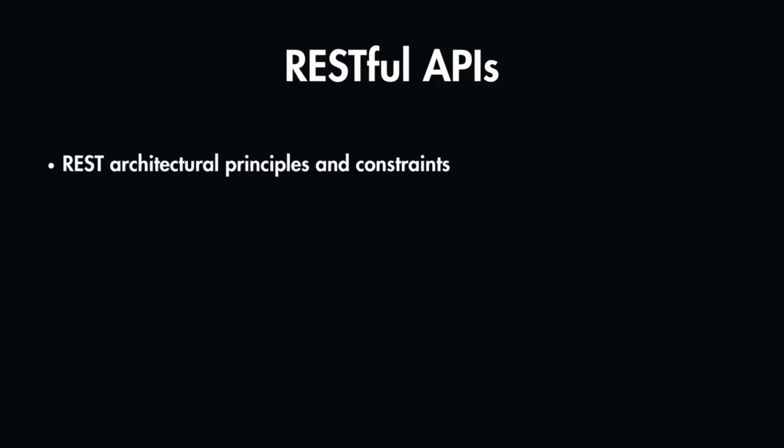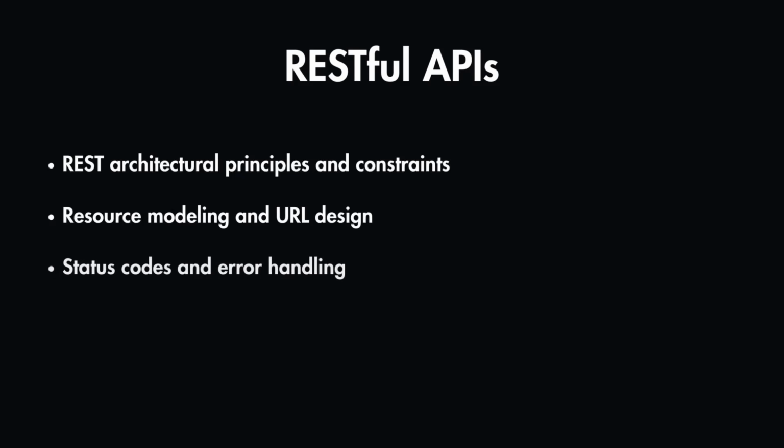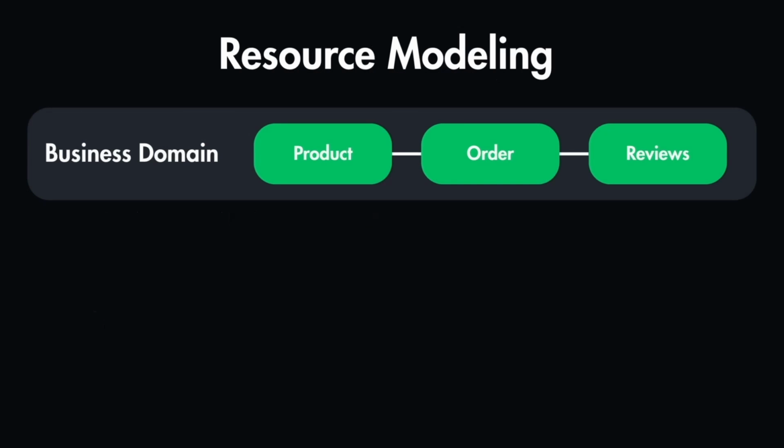We'll start by learning about the architectural principles and constraints of RESTful APIs, about resource modeling and URL design, also the status codes and error handling, as well as filtering, sorting, and so on. And we'll learn the best practices when using and developing RESTful APIs. Let's start from resource modeling.